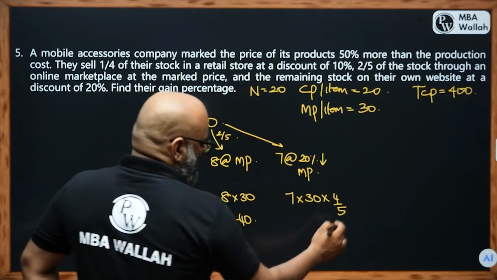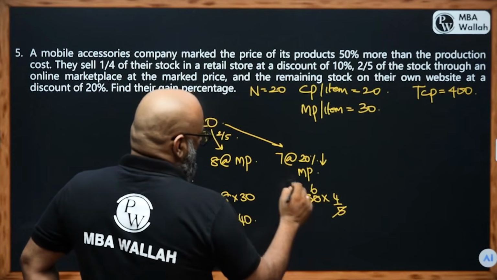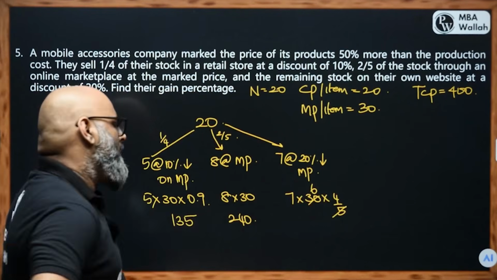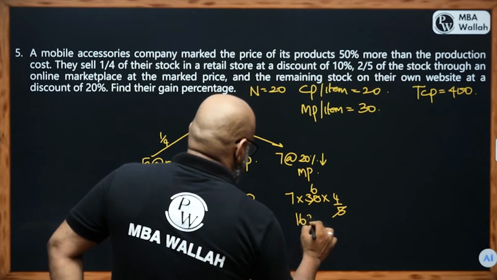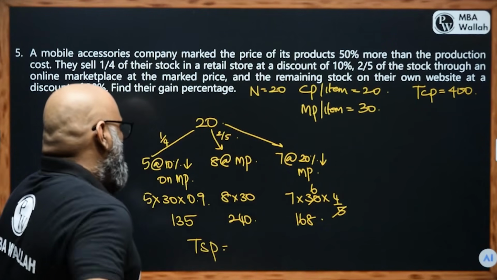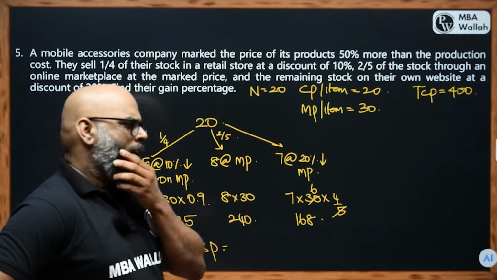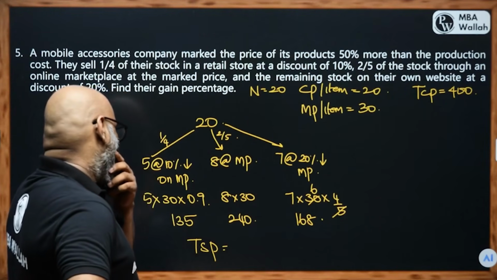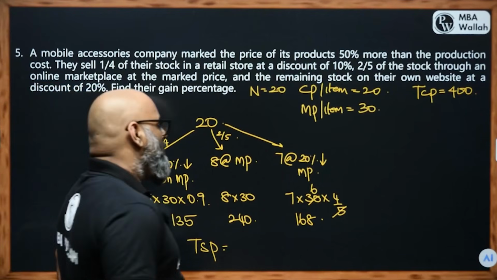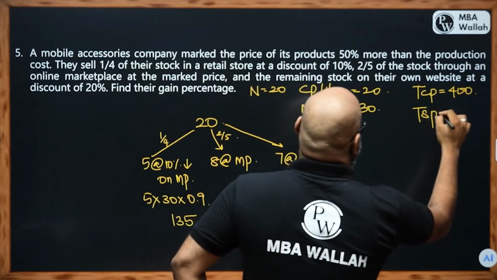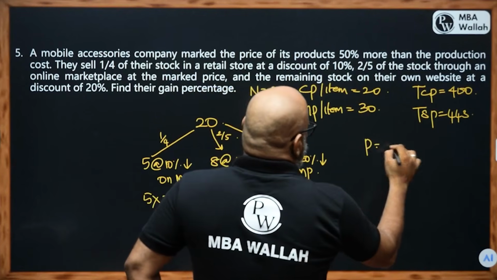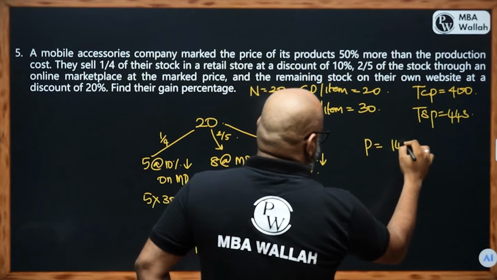Right. So we can cancel this off. This is 6. 24 into 7. 20 into 7 is 140. 28. 168. So total selling price, total revenue that you will get is 240 plus 168 is 408. 408 plus 35 is 443. So total selling price is equal to 443. So my profit is equal to 43.